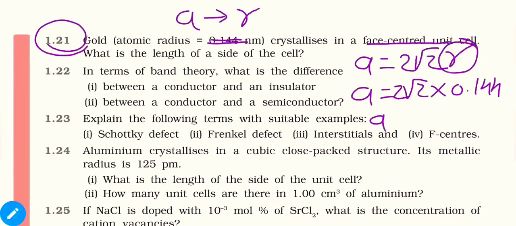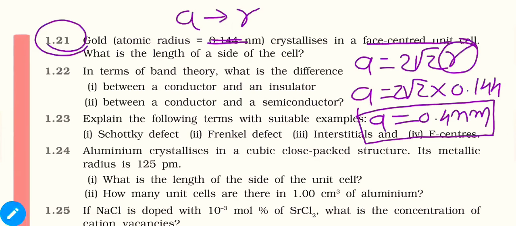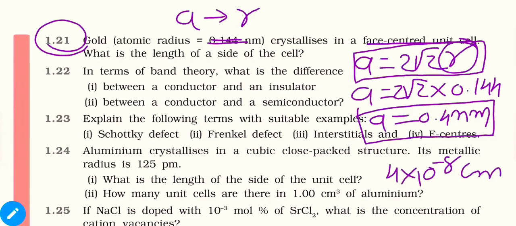0.144, that means A is equal to 0.4 nanometers. This will be A. Very small calculation, you just need to use the relationship between A and R. Or if the question is asked in centimeters, then the answer in centimeters will be 4 into 10 raised to minus 8 centimeters. This will be the edge length of the given unit cell.